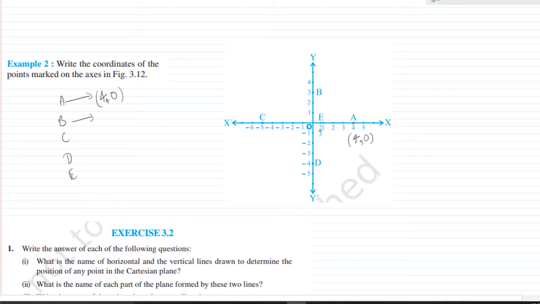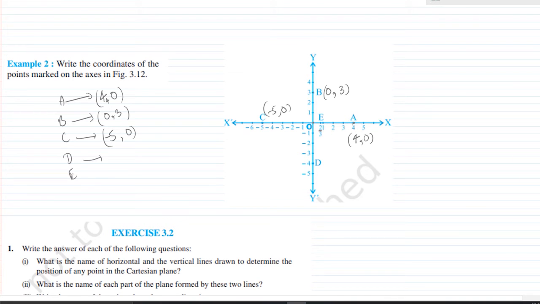Now B, where's the B? Here. So first, where does it fall on x? 0, right? So this will be our 0 and this will be 3, because it falls on 3 on our y-axis. So it's (0, 3). Now C. It falls on x-axis at -5, right? So (-5, 0), because y is 0 at the point C. So (-5, 0).